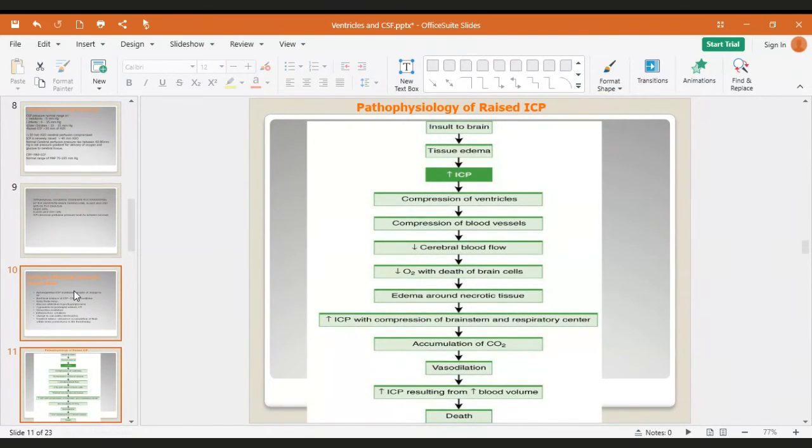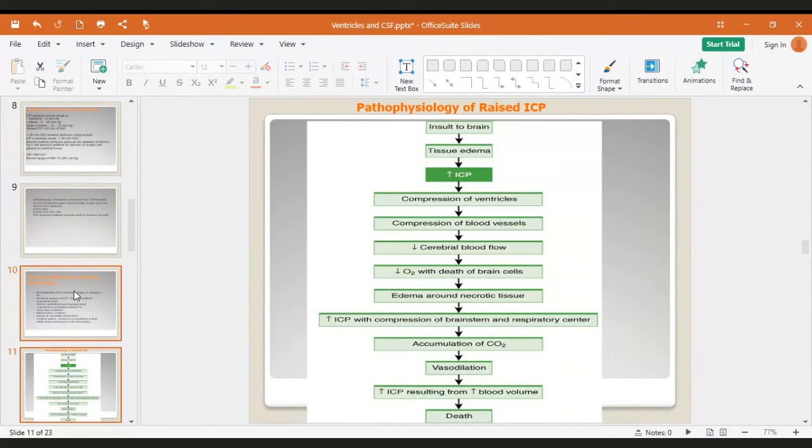This slide shows the pathophysiology of raised intracranial pressure. When there is an insult to the brain, there is tissue edema. Then tissue edema leads to increased intracranial pressure, and increased intracranial pressure leads to compression of the ventricles and compression of the blood vessels. Compression of blood vessels leads to decreased cerebral blood flow, and decreased oxygen and nutrient supply to the brain cells leads to the death of the brain cells.